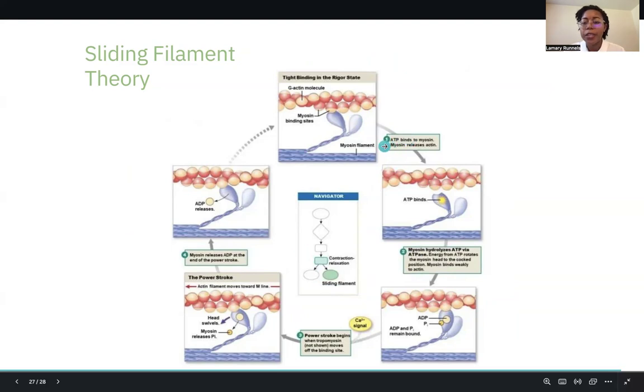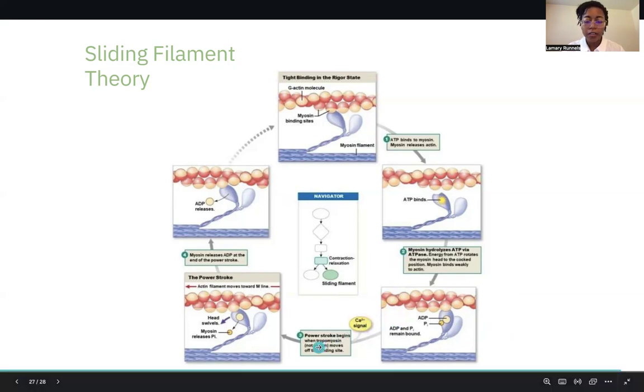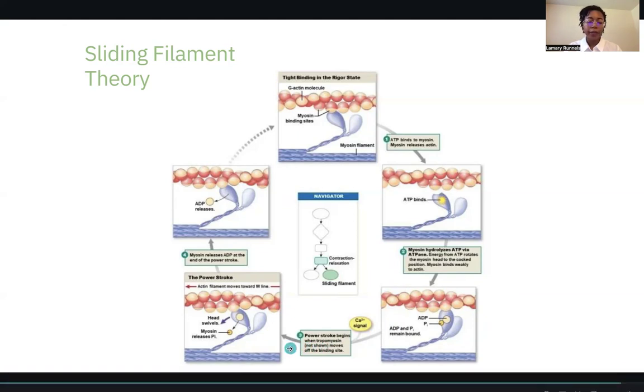You have the ATP that binds to myosin. The myosin releases actin. Myosin then hydrolyzes ATP via ATPase. Energy from ATP rotates the myosin head to the cock position, and myosin binds weakly to actin. And then you have the calcium signal, and that causes a power stroke, and that begins when tropomyosin, which is not shown, moves off of the binding site.